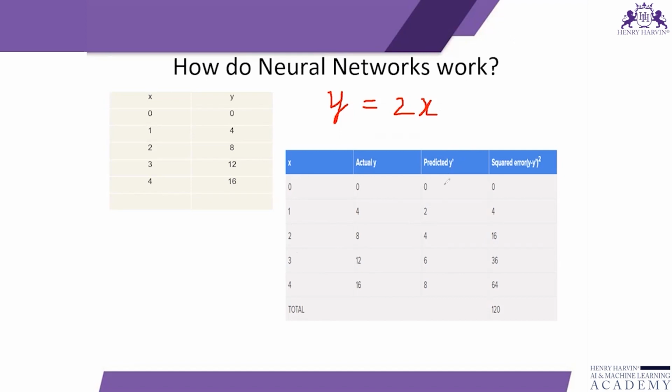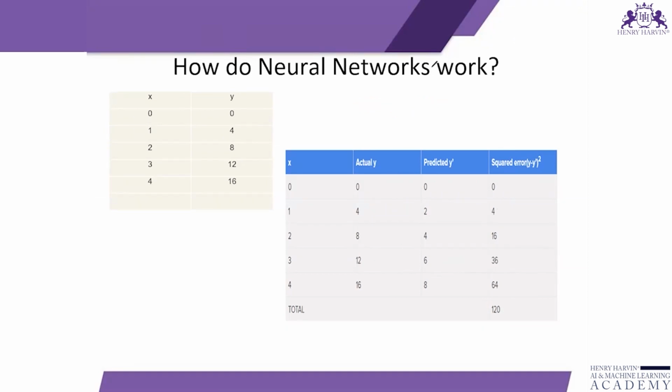Now let us find the squared error. We know how to find the error in regression, right? The predicted Y is calculated, and now we get the squared error, which is nothing but (Y minus Y hat) the whole square. So 0 minus 0 squared is 0. 4 minus 2 squared is 2 squared, which is 4. 8 minus 4 is 4, and 4 squared is 16. 12 minus 6 is 6 squared, that is 36. 16 minus 8 is 8 squared, that is 64. When you add it, the total error is equal to 120.